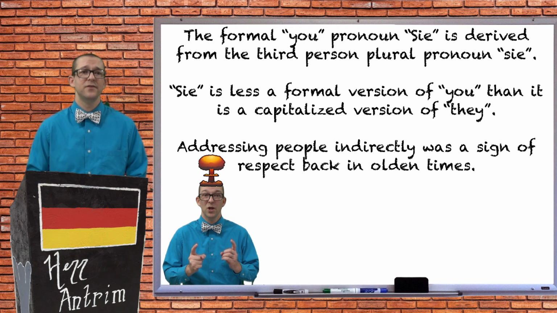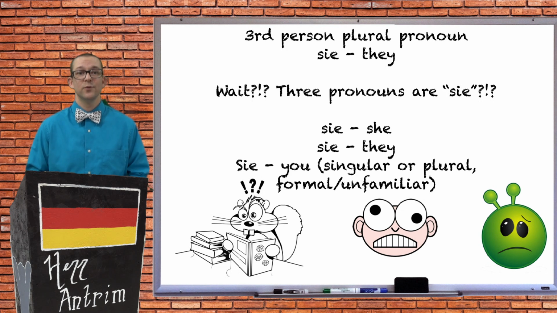Before I sign off from this video, I want to mention one little side note about the formal you pronoun Sie and the third person plural pronoun sie. The pronoun that is now used as the formal you in German is actually derived from the third person plural sie, which is they in English. This comes from the idea that if you were to show someone respect back in the olden days, you shouldn't address them directly at all, which means that Sie is less a formal version of you than a capitalized version of they. This also explains the reason why Sie and sie are always the same on these charts, and they always take the same form of the verb.